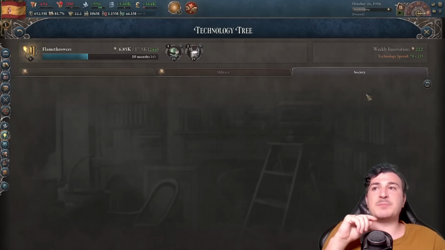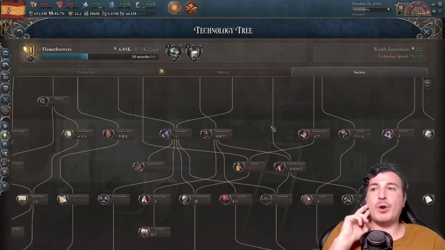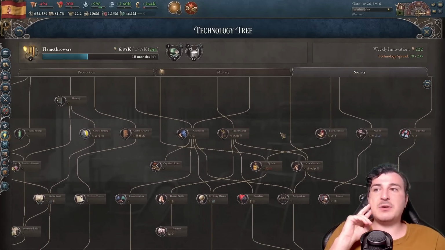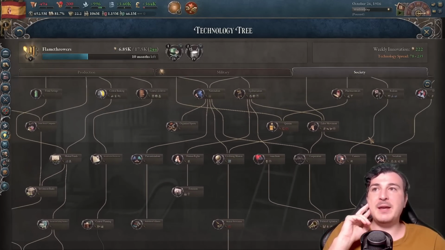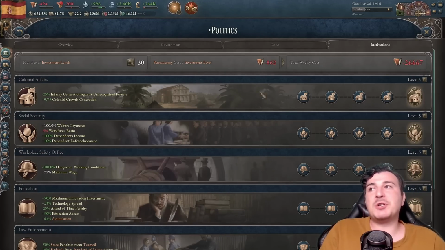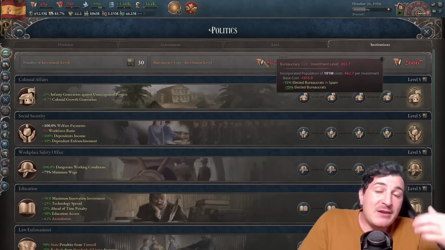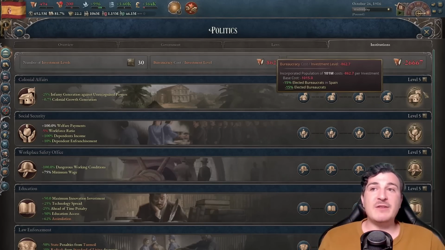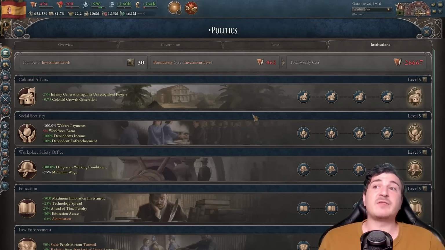And also, some technologies will unlock more institution levels. Usually, these are technologies from the society technology tree. The higher the institution level, the more bonuses you get from that particular institution, but you also get a per level bureaucracy cost. So level 5 colonial affairs costs us 862 times 5.